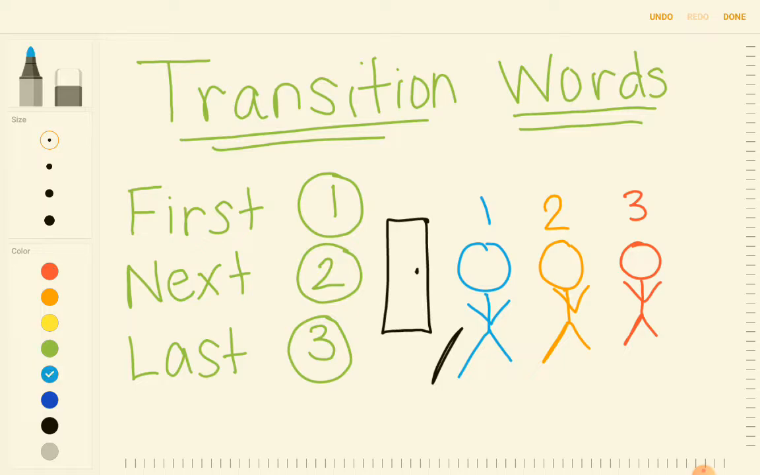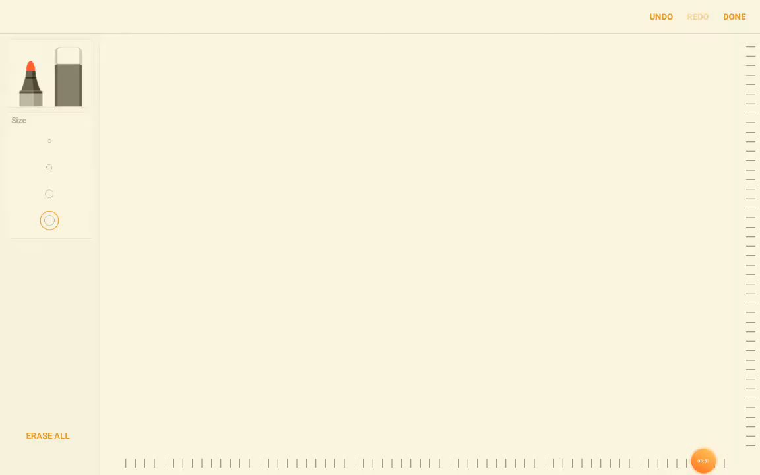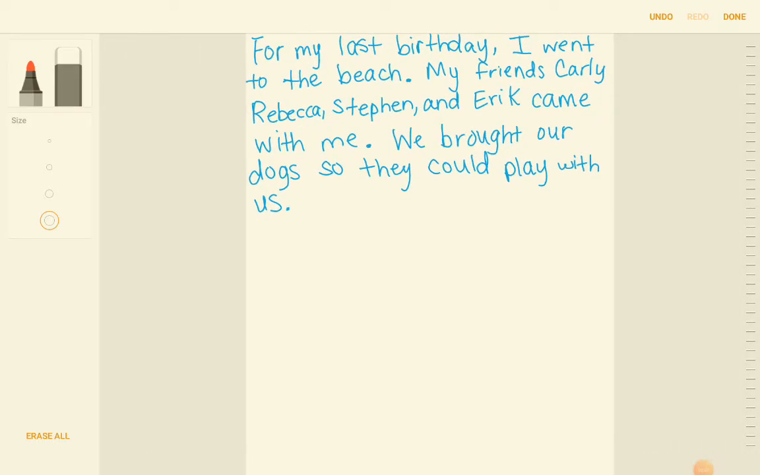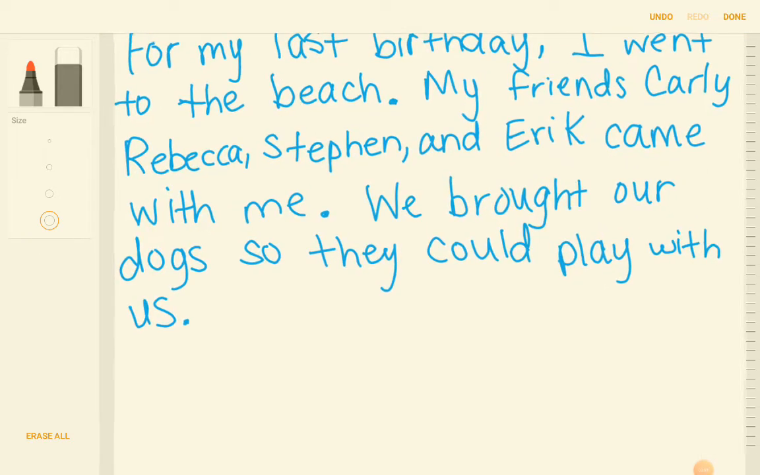So we have first, next, and last. In our writing, we used these transition words, first, next, and last, to help our reader understand the order in which things take place in our story. I'm going to use these transition words to add more to my story.